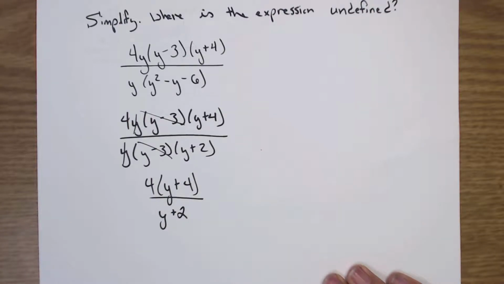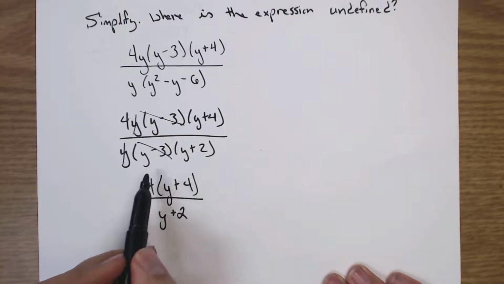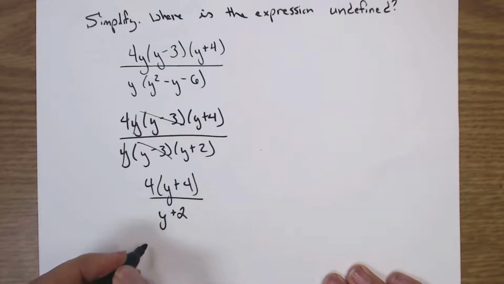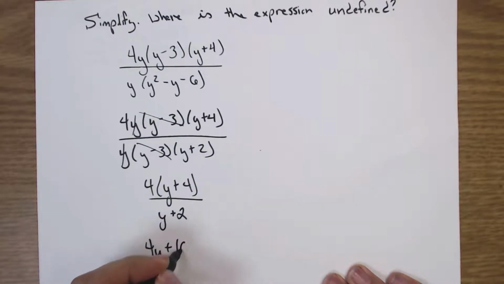So now we're on to step 3. We're going to simplify any little things. That's where we're going to distribute this 4 in, and we end up with 4y plus 16. And we're still divided by y plus 2.